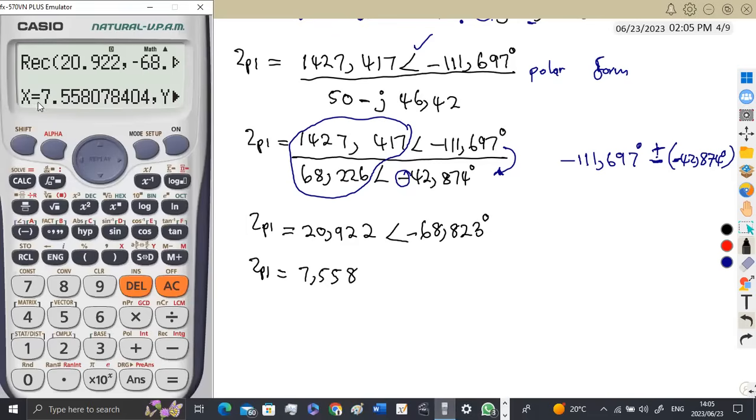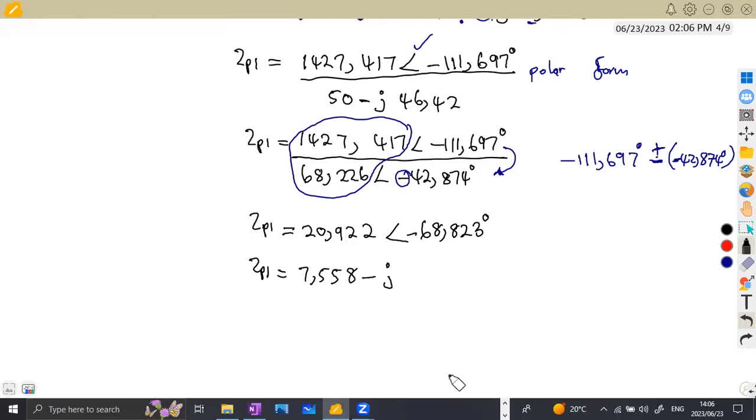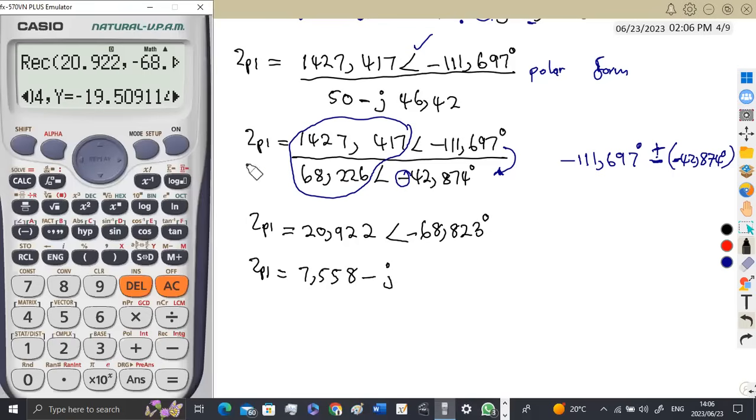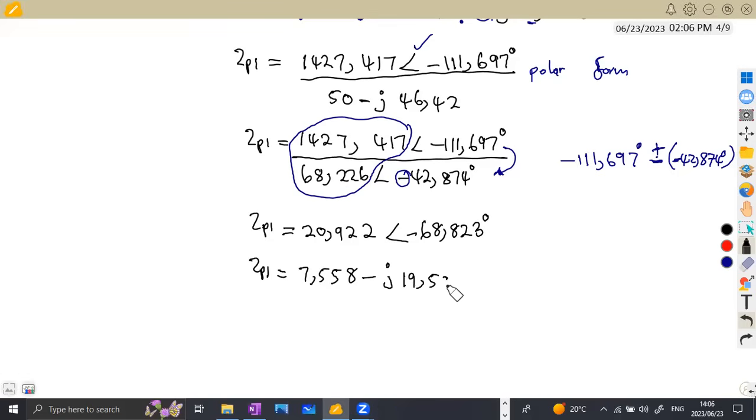Then let us check, is it going to be a plus or a minus? So here you've got the value of x and the value of y. So y is a negative. Remember, this is rectangular form with a j. So there is a negative. So it's negative j. That number that we are given here, which is 19.509. So we're going to have 19.509. So this is how we can have our Z in both formats, the polar form and also in rectangular form.